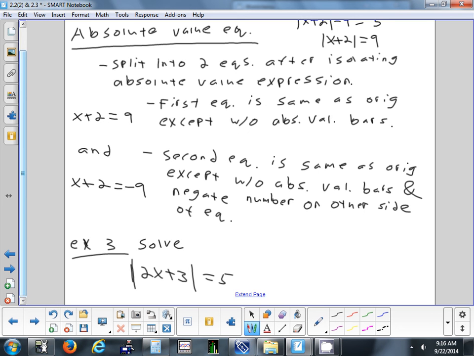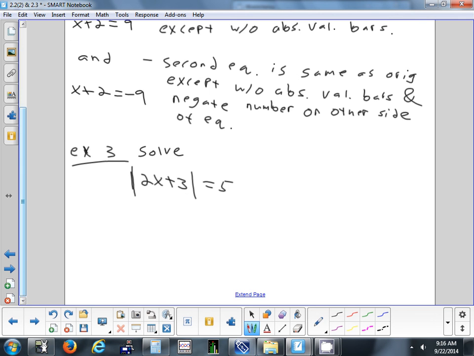Okay, let's try this one. Here the absolute value has already been isolated for you. The only thing on the left-hand side is absolute value. There's nothing else on the outside of it. So let's split it into two problems. Sam, could you tell me one of the equations that it's going to split into? 2x plus 3 equals 5. Okay, so 2x plus 3 equals 5.